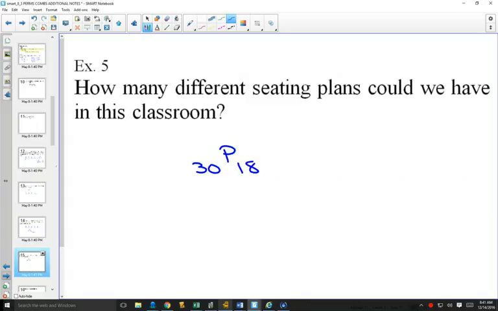And this is where the formula is nice as compared to writing out the spaces, because there would be 18 spaces. And then you'd have to do 30, 29, 28. There'd be a lot of writing. So now with bigger numbers, the formula works out quite nicely.